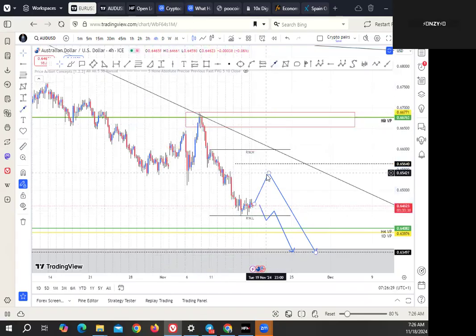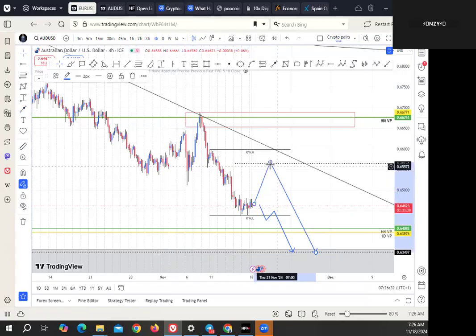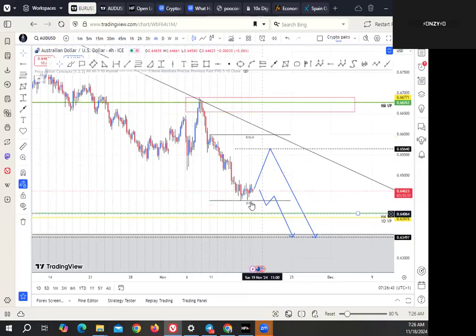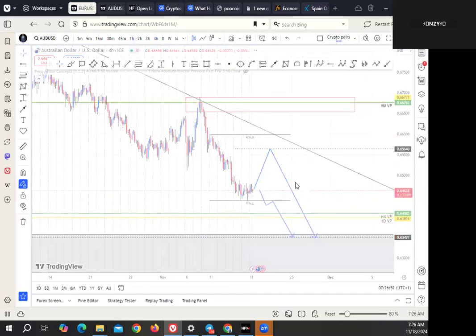If the market is meant to correct, it will correct towards this equilibrium price or discount price, which is 62. 62 is discount price, and then 50 is equilibrium, and it continues selling to the downside. But if the market is just meant to start going to the downside, it's going to break this previous week low, and we see more sell opportunities once it breaks this previous week low and continues selling to the downside. The same, let's go to the 1 hour time frame.